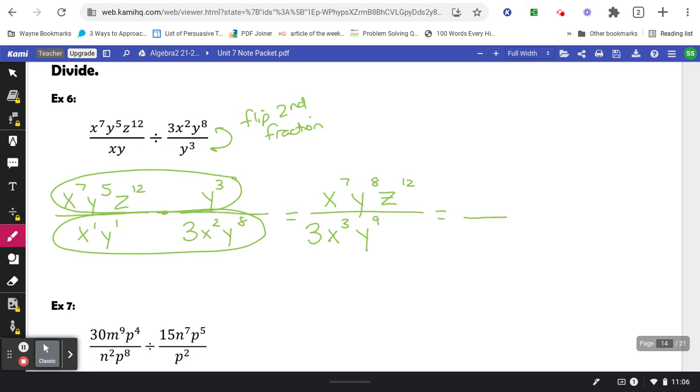All right. We are not able to reduce because we don't have 2 regular numbers, so I'm just going to leave that 3 down there. Then there are more x's in the numerator by 4, 7 minus 3. More y's in the denominator by 1. I'm just going to leave that 1 off the exponent. And more z's at the top. There are not even any z's in the denominator. There we go.